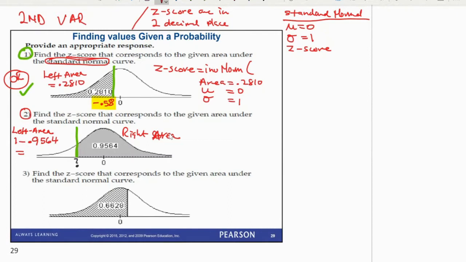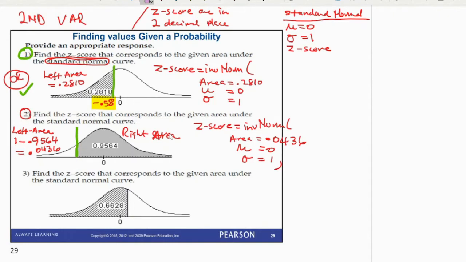Okay, Amber, can you tell me please? Is it 0.0436? Good. It's 0.0436. So we're going to say that the z-score we are looking for will be the inverse norm, the area. So when we say area here, we mean the left area is 0.0436. The mean is 0. The standard deviation is 1. And someone could do the calculation, so you could tell us and we'll write the answer.